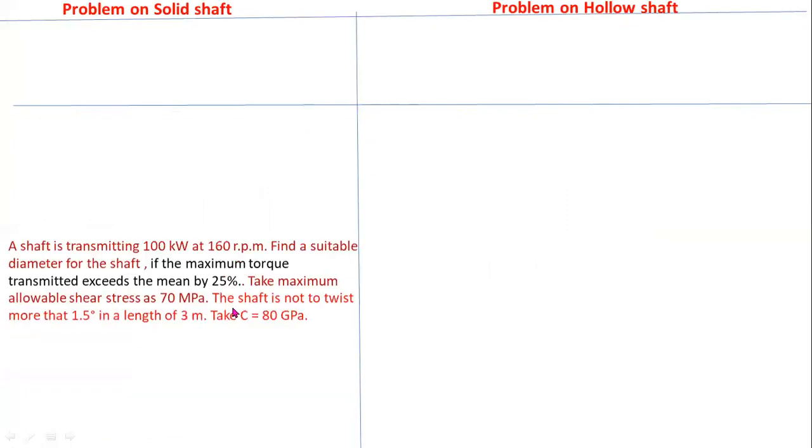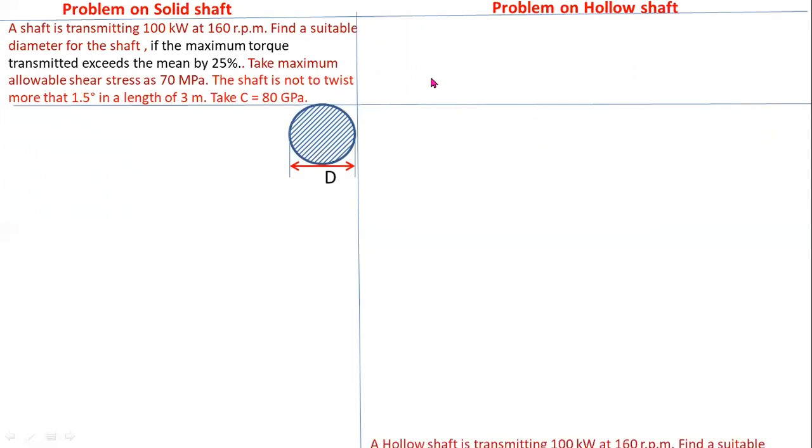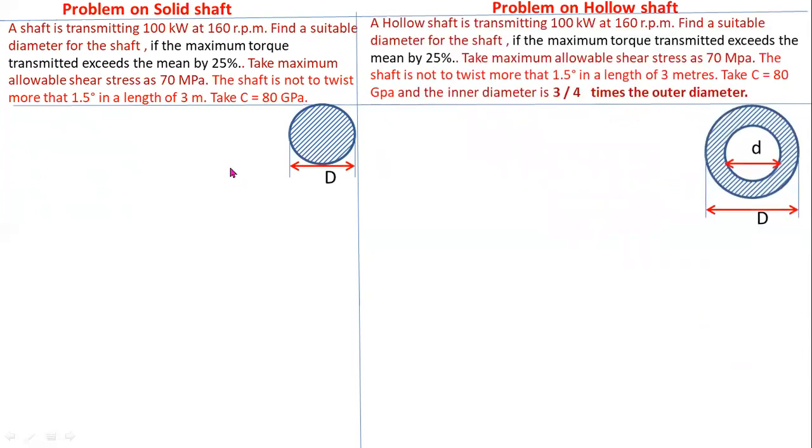Now coming to another example. This problem is very important from the exam point of view. This is the question for hollow shaft. A shaft is transmitting 100 kilowatts at 160 rpm. Find a suitable diameter of the shaft. If the maximum torque transmitted exceeds the mean by 25%, take maximum allowable shear stress as 70 megapascal. The shaft is not to twist more than 1.5 degrees in a length of 3 meters. Take C equal to 80 gigapascal.